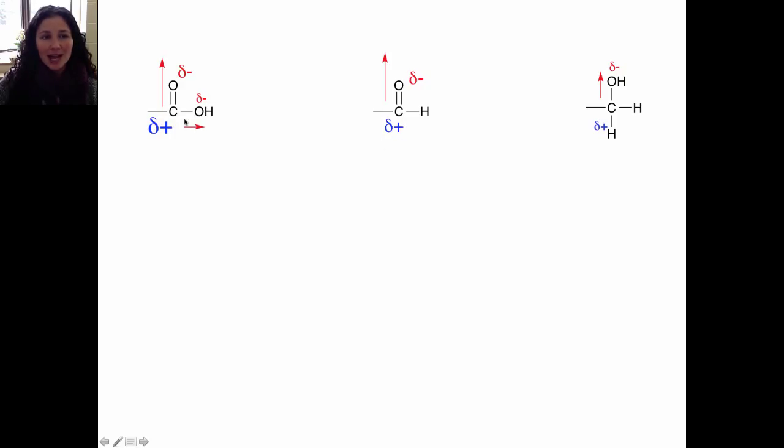Therefore, this carbon has lost electrons by gaining a bond to oxygen. When I oxidize a carbon by adding bonds to oxygen, I'm really taking electron density away from the carbon because the oxygen pulls electron density away from the carbon through polar bonds.